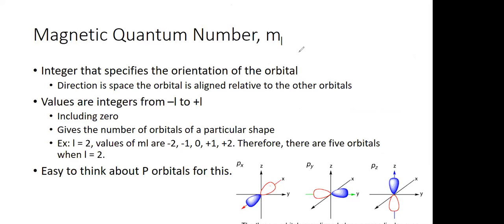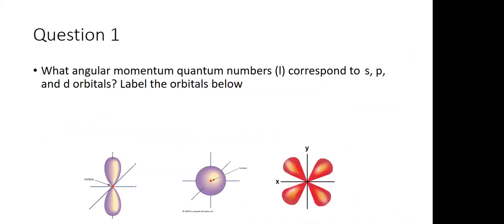So we've had N, L, and m sub L. So let's start using them now. So I have 3 orbitals here. I want you to tell me, what are we looking at? Are we looking at S, P, or D? And I have a poll for this.